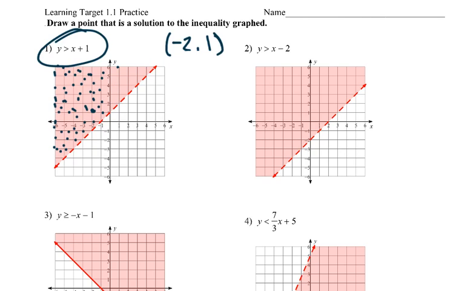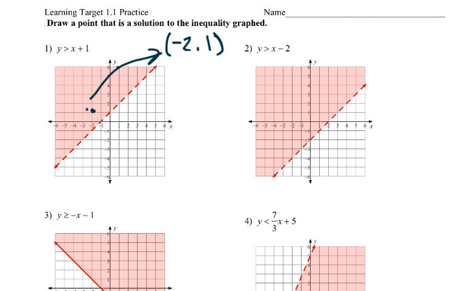So that's all we're doing, taking a look at these inequalities and seeing which is true and which isn't. All we do is draw a point that's a solution. And you can even write it too.